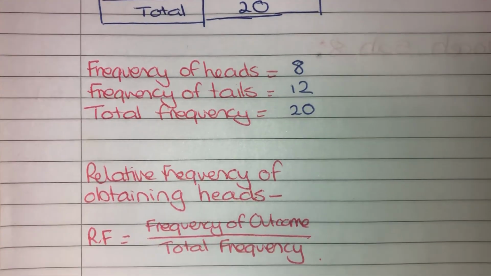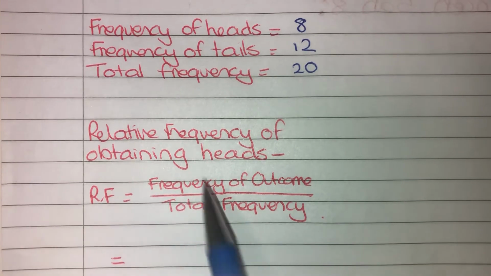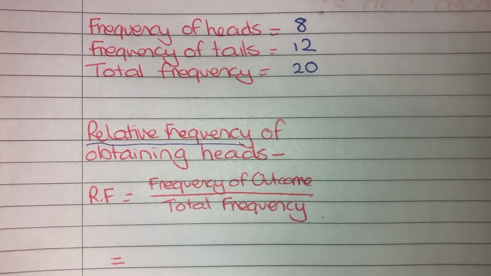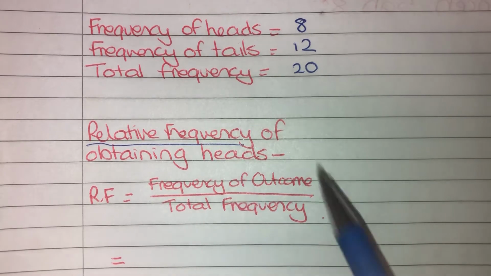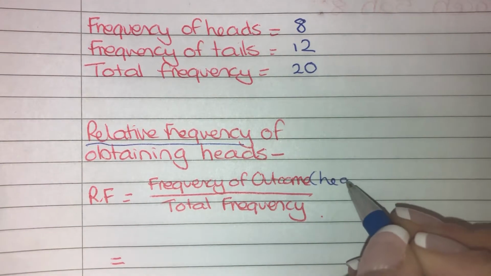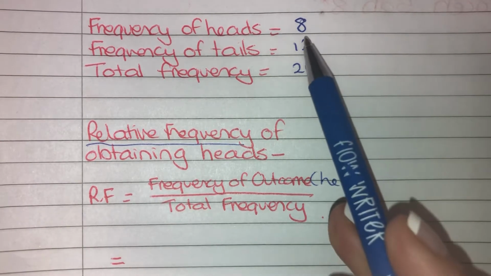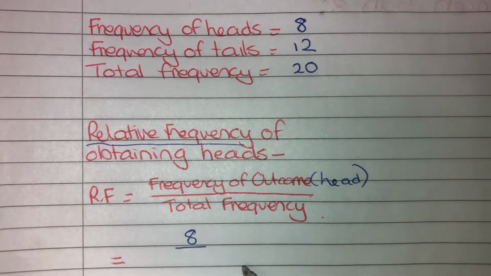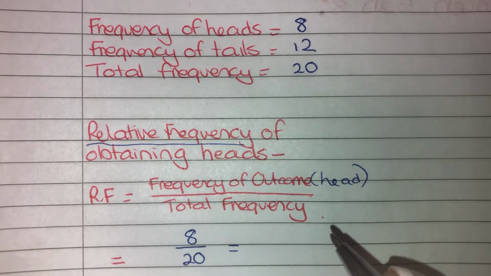Now today we are going to recap what we did last year, and this is called relative frequency. So the relative frequency, for instance, of obtaining a head is the frequency of the outcome, so how often did you get a head, because that's what the question is asking, divided by the total. So if you come back up here, how many heads did we get? We got 8. And how many were there all together? There were 20.